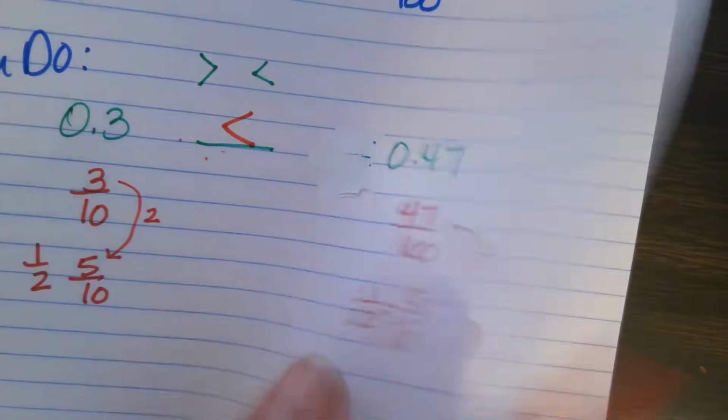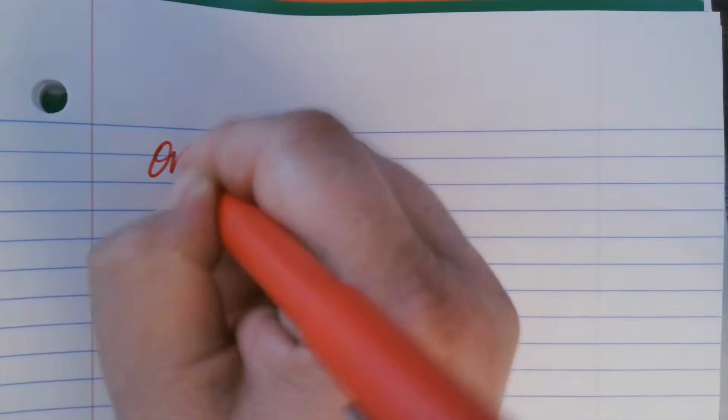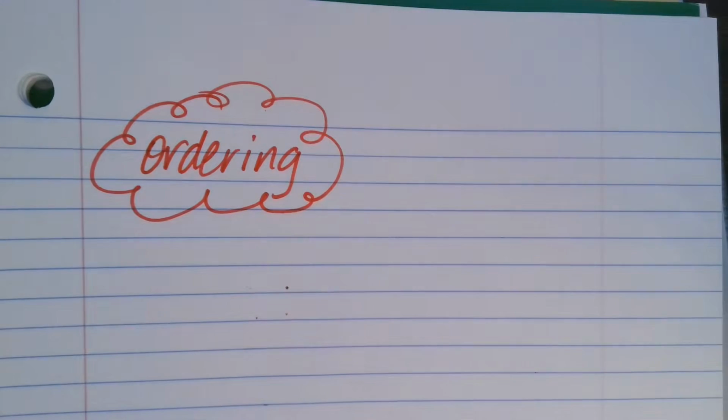Okay. So the next thing you would have to do with this information: if we can compare the decimals, then we need to be able to order them from least to greatest, greatest to least, whatever it might be. So let's go ahead and talk about ordering the decimals.